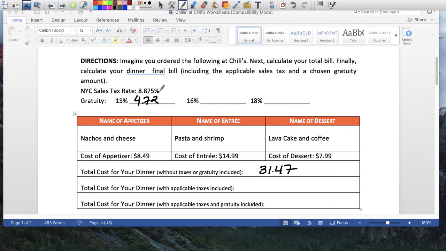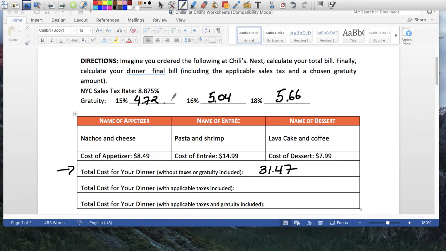If you were to give the waiter 16%, 0.16, that would be $5.04 rounded, of course, because it became 5.035. And then if you wanted to give the waiter 18%, times 0.18, that's going to give us $5.66. So I'm multiplying this value times the decimal format of 15%, 16% and 18%. And tax has not been added yet.